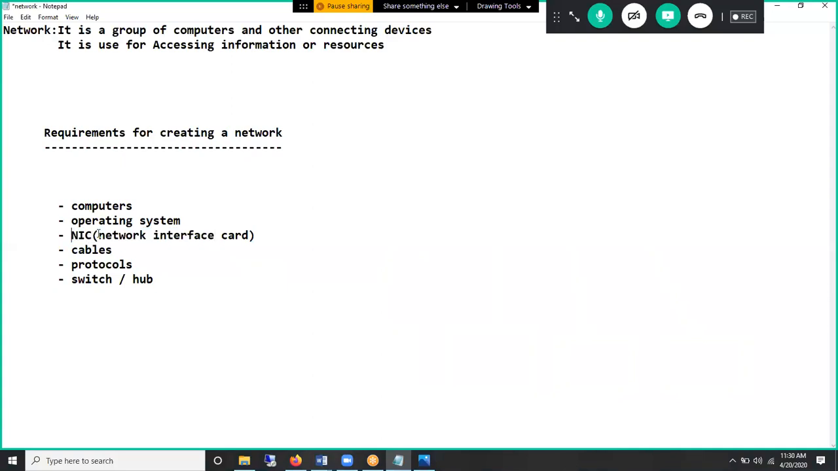It may be a wired NIC card or it may be wireless. Today's time is wireless. Wireless is inbuilt, so that technology doesn't require a cable, but is actually a chip that is by default available in your motherboard. The next important requirement is cable.